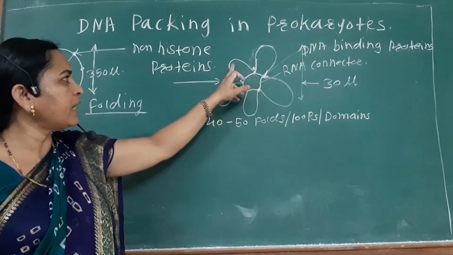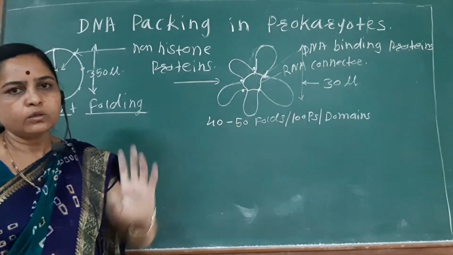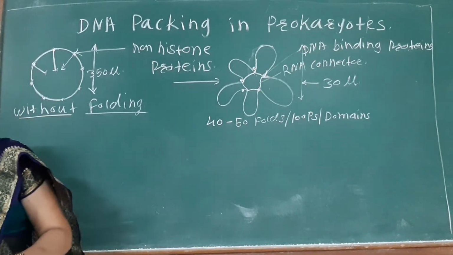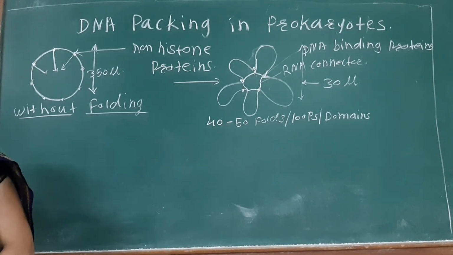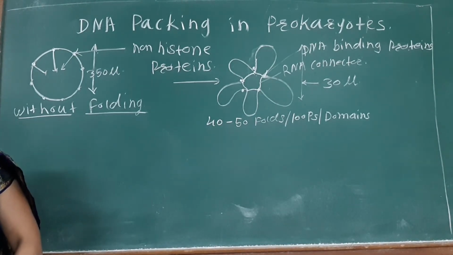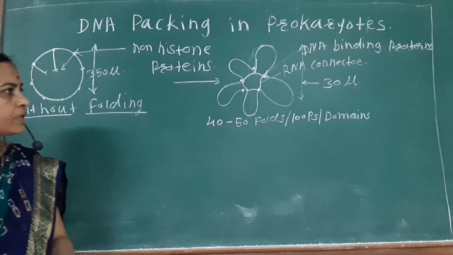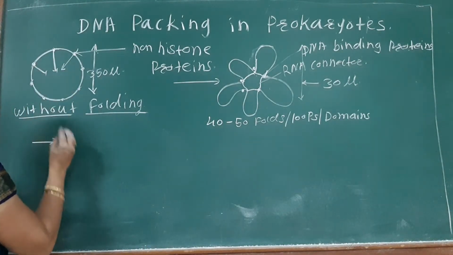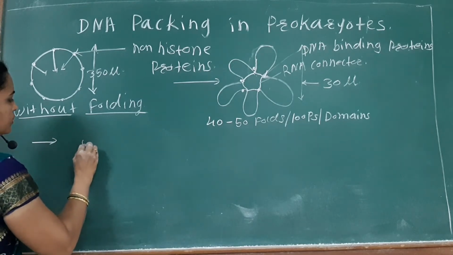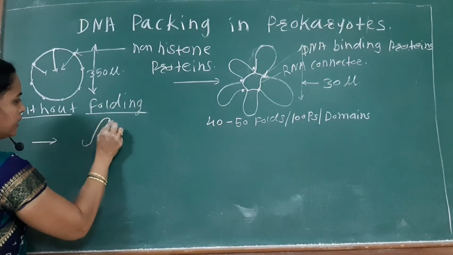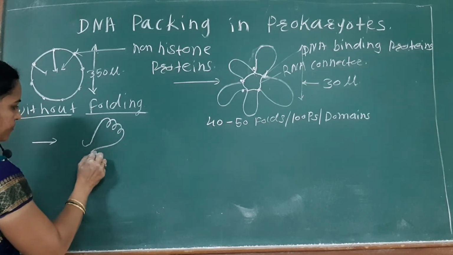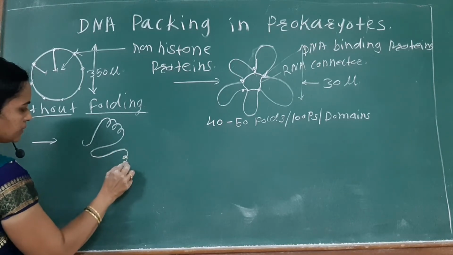Now what happens here is that each loop again produces supercoils. Okay, so each fold produces the supercoils. So how does the fold produce the supercoils? Each fold develops the supercoils. Here it is one loop. Each loop develops the supercoils like this. Then another loop develops the supercoils.